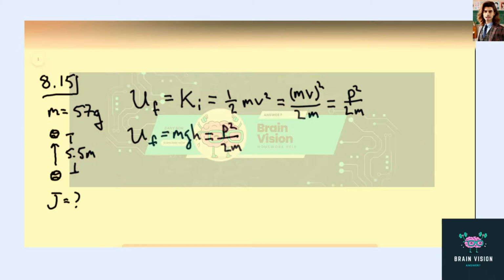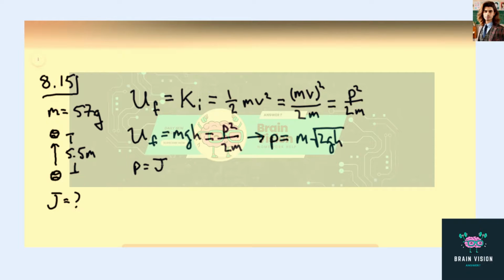So now all we need to do is rearrange this for the momentum. And we will find that it's m times the square root of 2gh. And the momentum at the beginning, recall, is the impulse, because it started with 0 momentum.